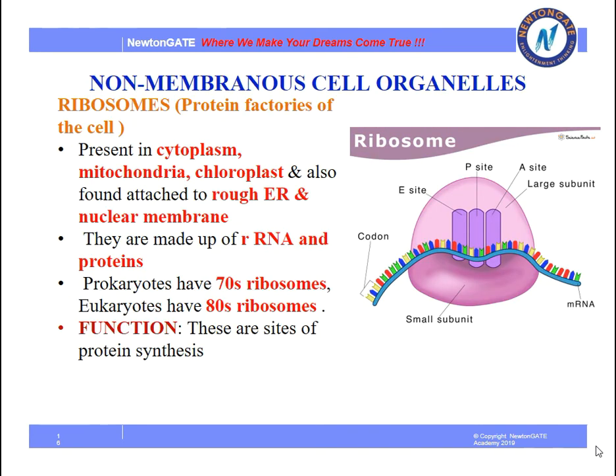Now we will know more about the non-membranous cell organelles. And the first name that comes to our minds is ribosome, the protein factory of the cell, that is present in cytoplasm, mitochondria, chloroplast and also found attached to rough ER and nuclear membranes. They are made up of rRNA and proteins. Prokaryotes have 70S ribosomes and the eukaryotes have 80S ribosomes. And these are the sites of protein synthesis.